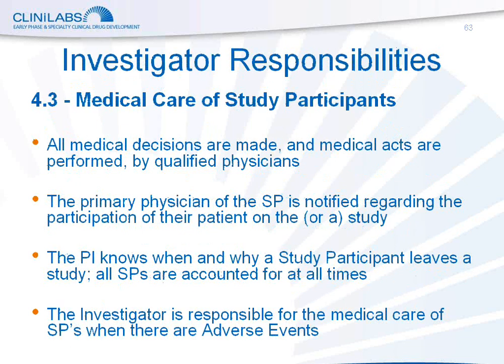The third responsibility is the medical care of the study participants. All the medical decisions are made by qualified physicians, whether it's the PI or a delegated physician under his responsibility. The primary physician of the study participant is notified regarding their participation. The PI knows when and why a study participant leaves the study, and all study participants are accounted for. So it's knowledge of the study participants in the trial. The PI is also responsible for the medical care when there are adverse events, and again, can delegate that to other specialists or subspecialists if appropriate.